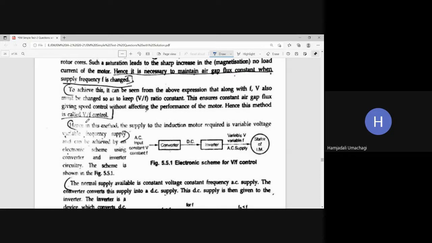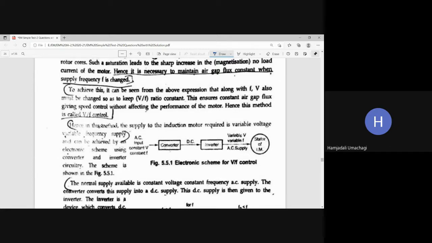So how do we get this variable voltage and variable frequency? Let us see. In this method, the supply the induction motor requires is variable voltage and variable frequency. If this is the stator of the induction motor whose speed has to be controlled, then the input to this stator should be what? Variable frequency and variable voltage. So how do we get this, because the variable frequency and variable voltage will be for an AC supply? This can be achieved with the help of a converter and an inverter.